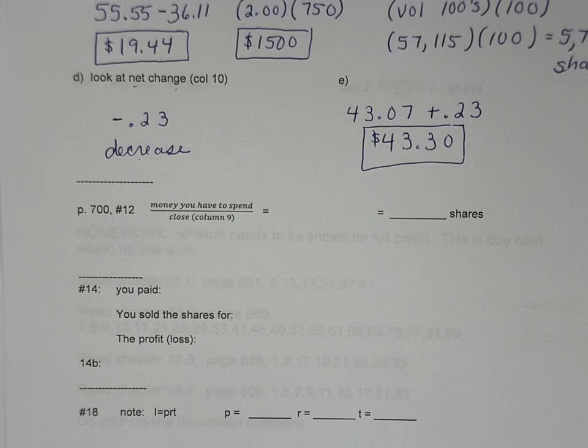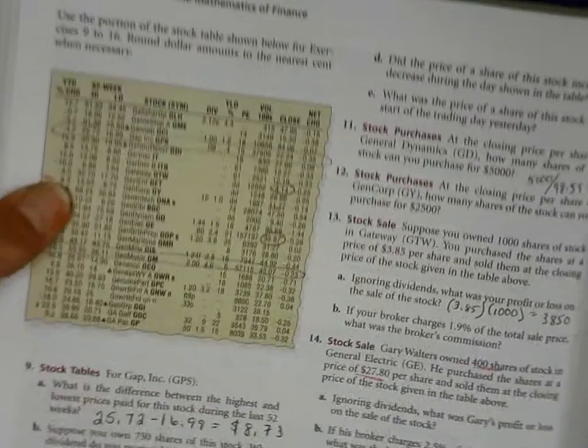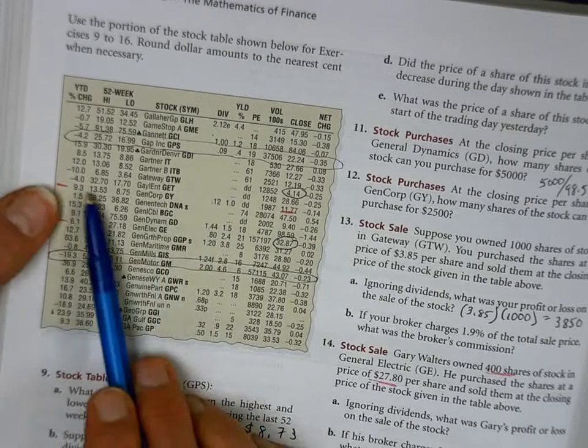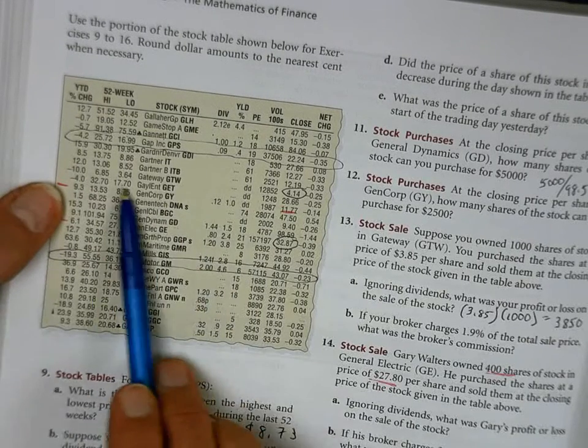It says, at the closing price per share of the General Corporation, how many shares of the stock can you purchase for $2,500? Okay, so first of all, find that company on this chart. So let's see here. Where the heck is it? GenCorp. Oh, I found it. Right here. GenCorp. Okay, so we're going to be looking at this row now.